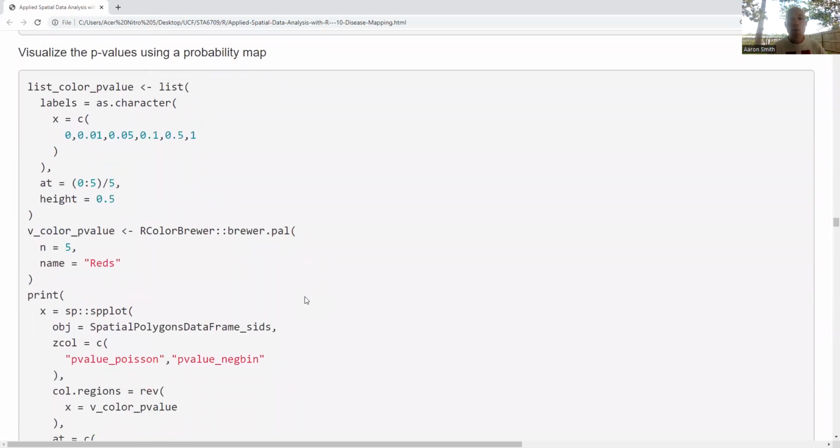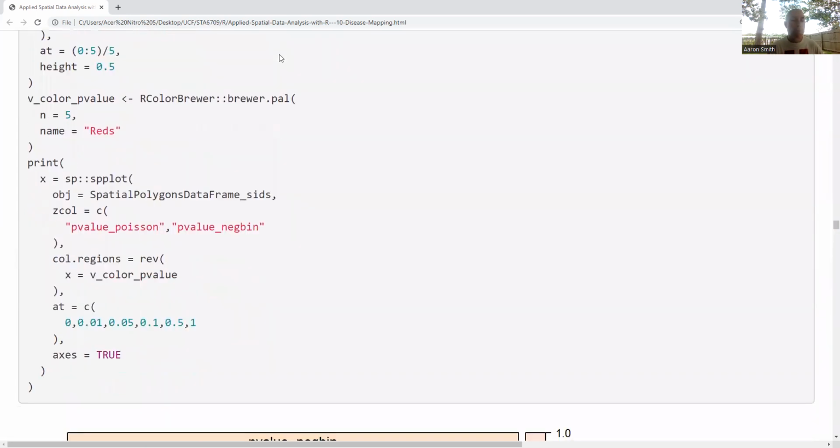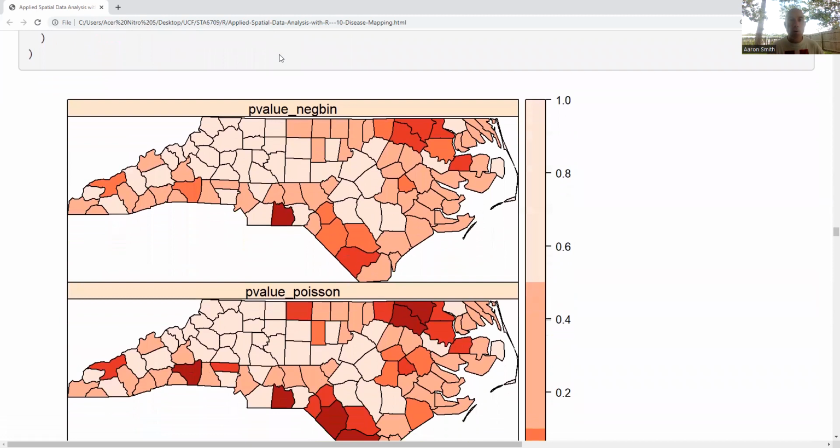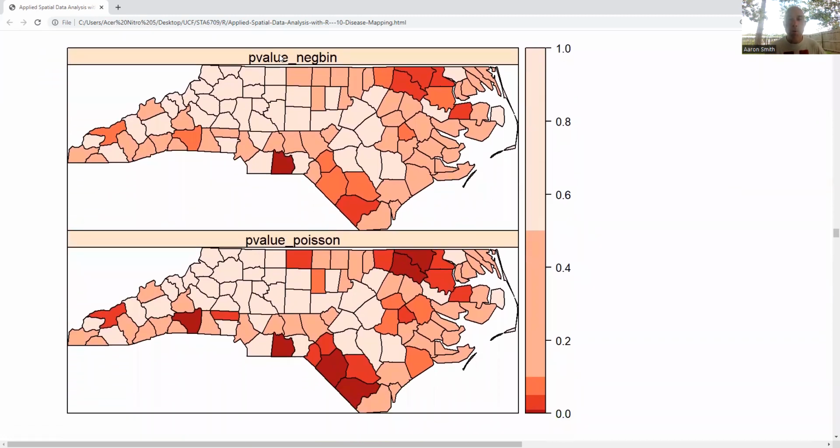Now let's go ahead and visualize the p-values. The author of the textbook likes to call it a probability map instead of p-values. It's actually contradictory to the professors that trained me, but whatever. All right, so here we can definitely see that we have some more extreme p-values with the Poisson distribution, and the negative binomial has definitely smaller values in the same regions, but not as extreme.